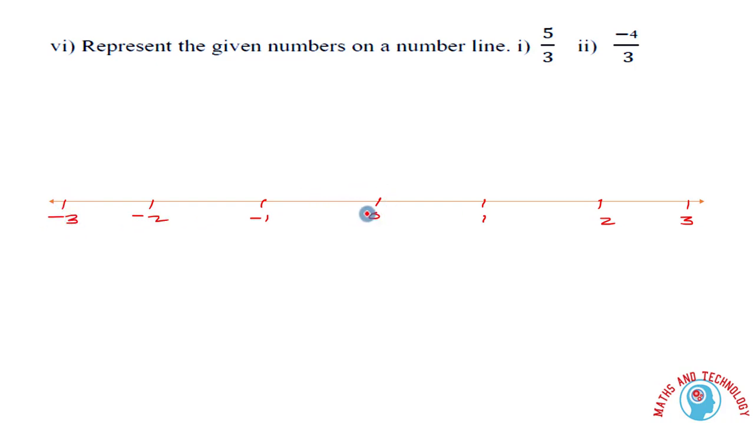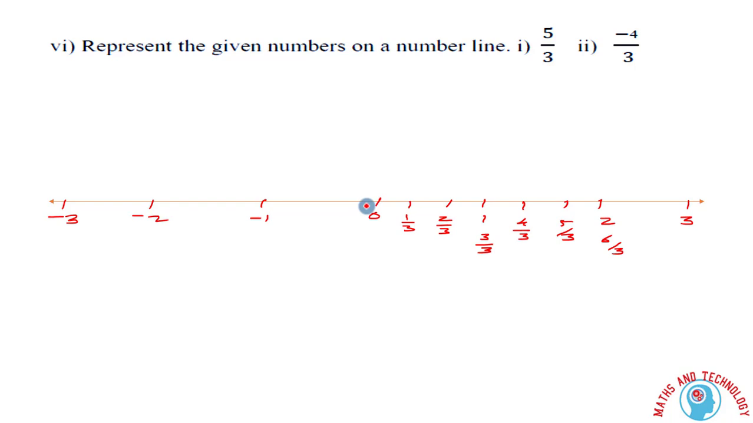Here between 0 and 1, the denominator given is 3. So divide each part into 3 parts. So here 0, 1 by 3, 2 by 3, and here 3 by 3. 3 by 3 means 1. Now here also 2 parts, 4 by 3, 5 by 3, 6 by 3. 6 by 3 means 2.